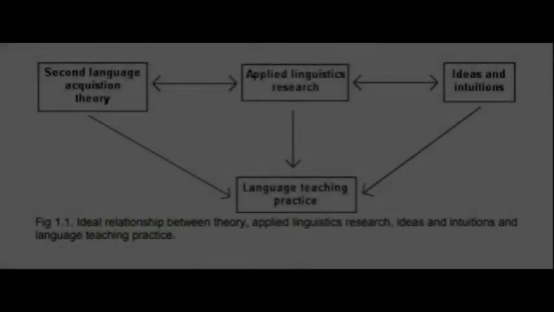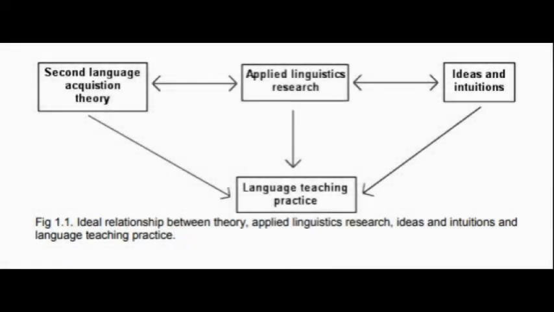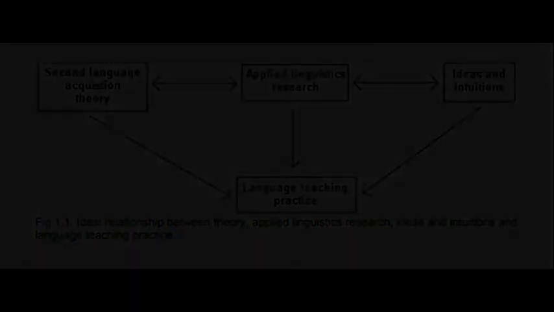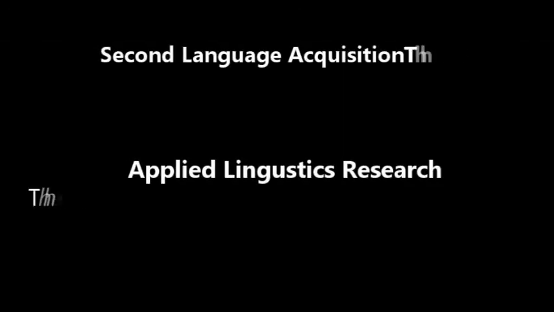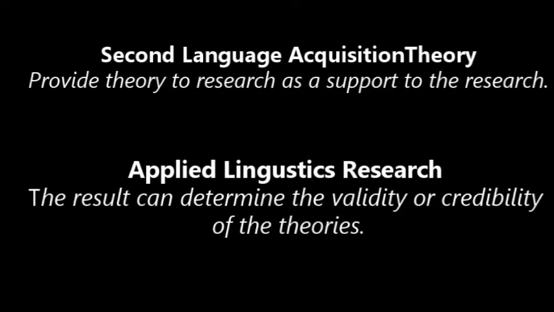Figure 1.1 illustrates the ideal relationship between the three areas that influence language teaching methodology. As you can see, this figure shows that second language acquisition theories and applied linguistics should influence each other. How? Like what I said a while ago, when conducting applied linguistic research, the researchers need theories as a support, and the result of the study can also determine the validity or credibility of theories.